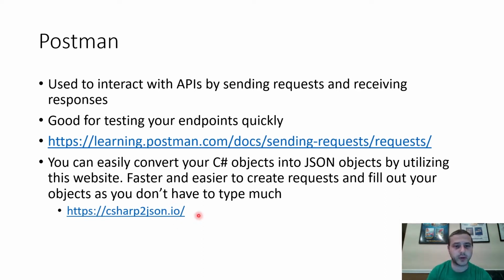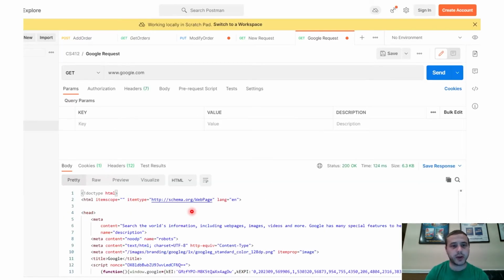And the reason that you'll want to use something like this, or just write out the JSON object yourself, is because in order to send a request over to your controller, you'll need to serialize that into a JSON object, and then you'll send that to your controller, to your endpoint. Your endpoint will receive that JSON object, will convert it to a C# object for you automatically, and then you'll be able to use it within your application. And then in your response, you'll again want to serialize it to a JSON object and send it back to your front end. So here's Postman.